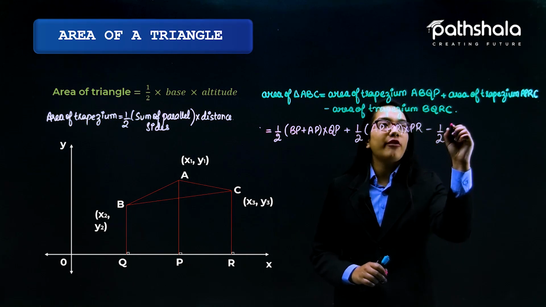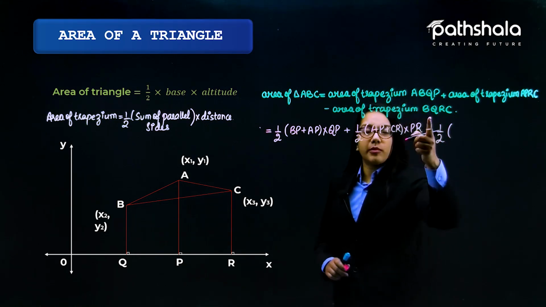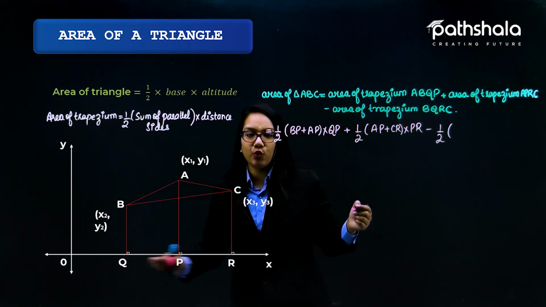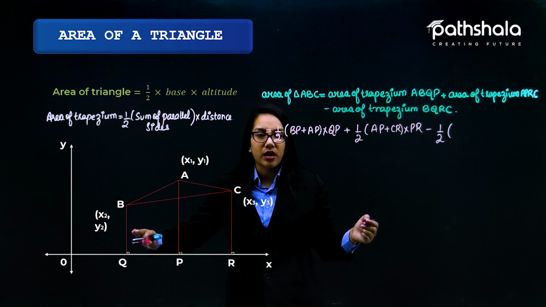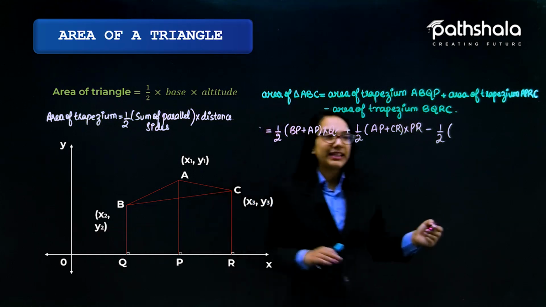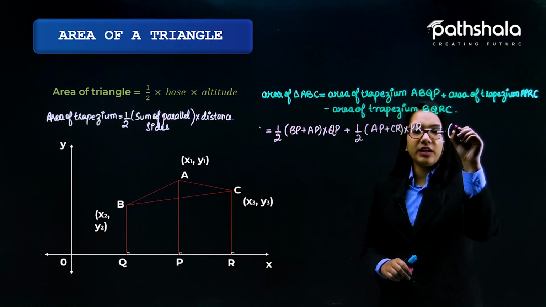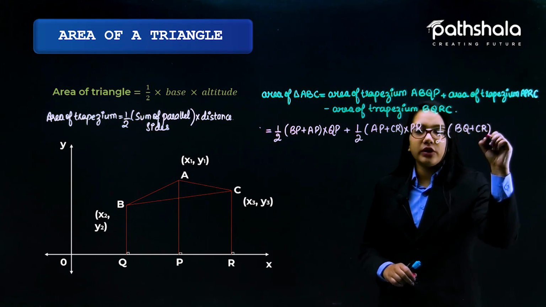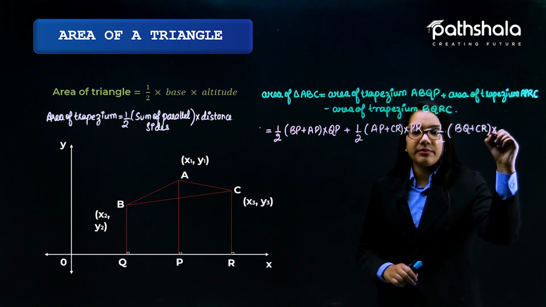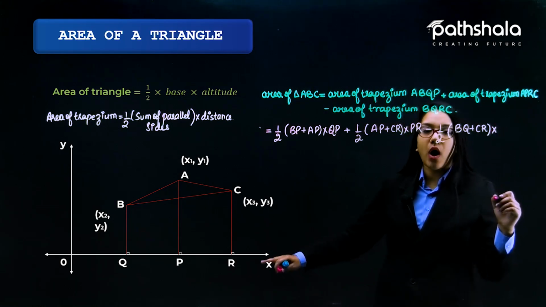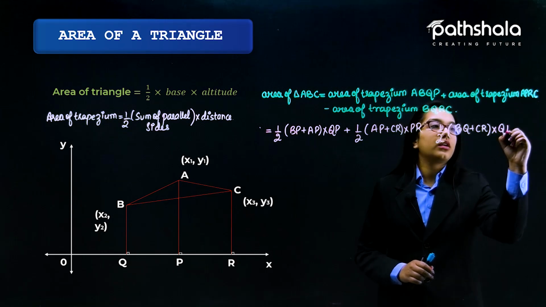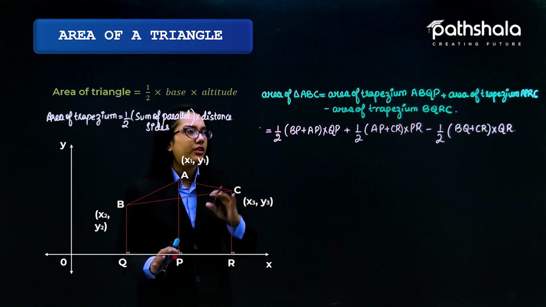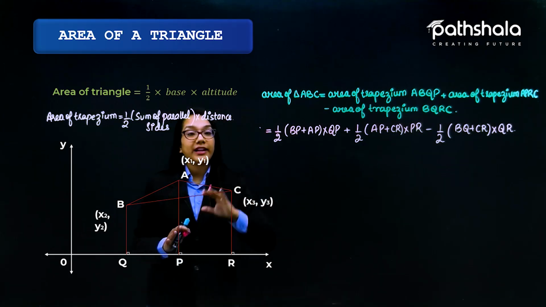Further, minus half of the area of the trapezium. We are talking about the area of trapezium BQRC. So the parallel sides are BQ and CR. So this is half of BQ plus CR, and further we have the distance in between both of these as nothing but QR. So let's substitute the values of BP, AP, QP, CR and everything.